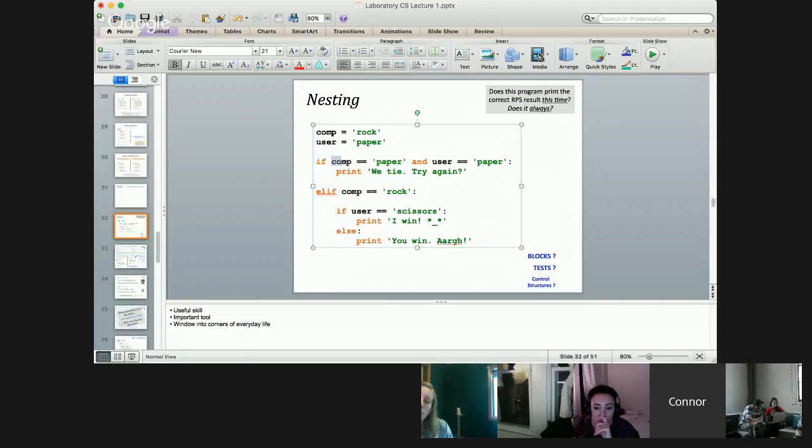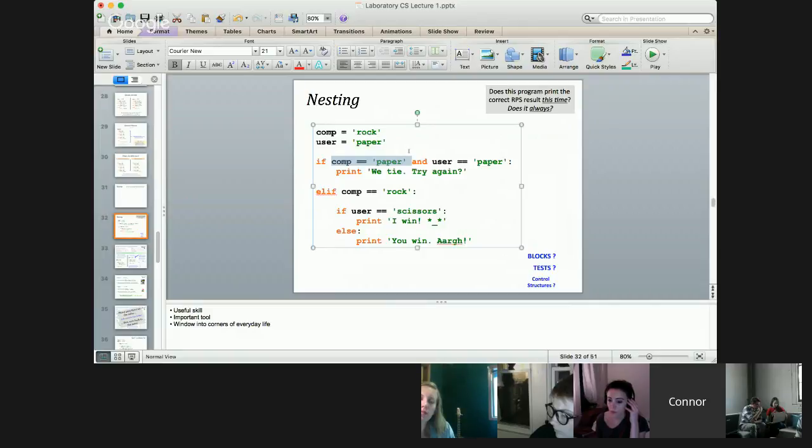Not quite. So this "and" here is a kind of Boolean operator. It basically lets you have multiple statements. The double equals compares what's on the left to what's on the right, and returns true if they're equal and false if they're not. Is comp equal to paper? Is the value that we stored in comp equal to paper? In this case, it's not.